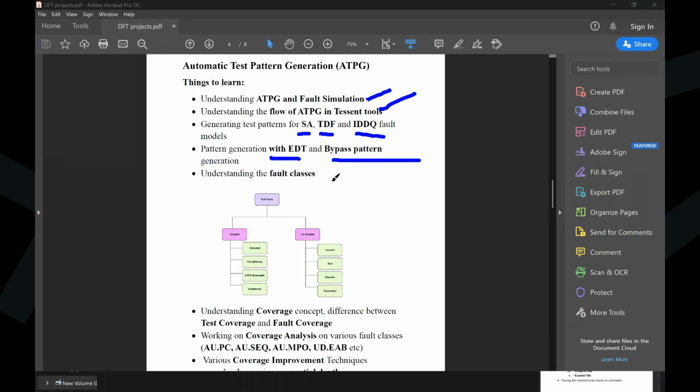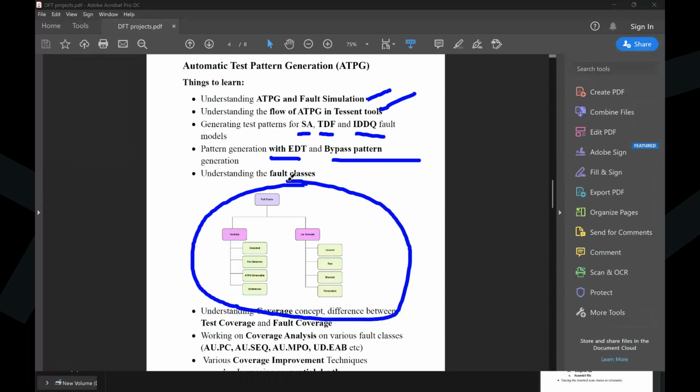We'll also work on the fault classes. I had already told you about them in the theory part, and we'll understand these various fault classes completely. Understanding of these fault classes will be very important for working on coverage analysis and coverage improvement.